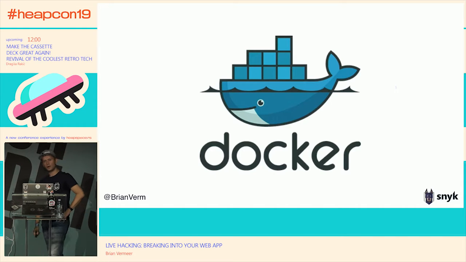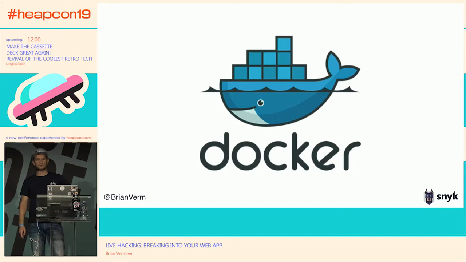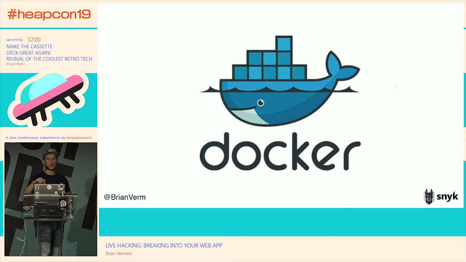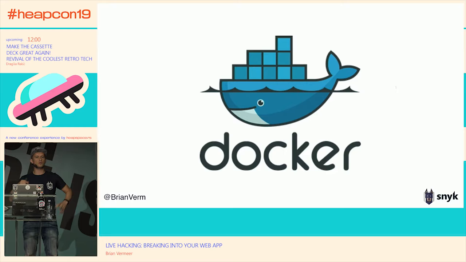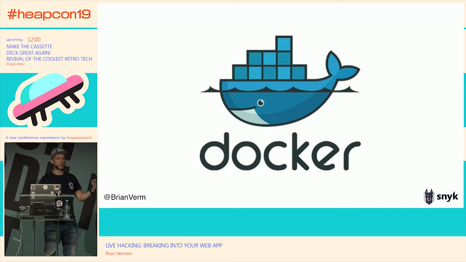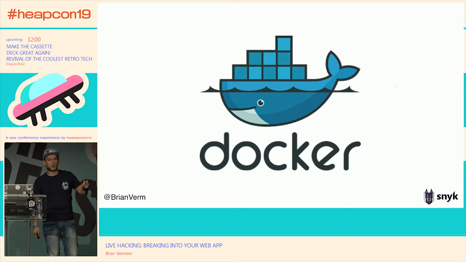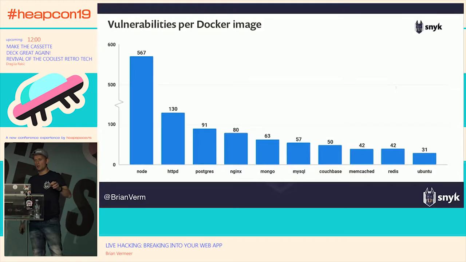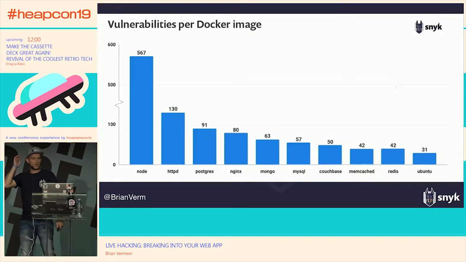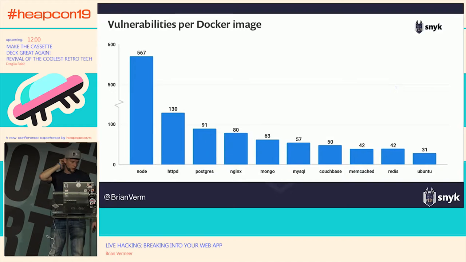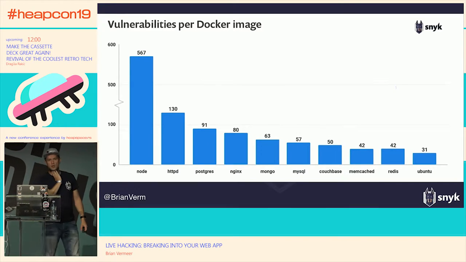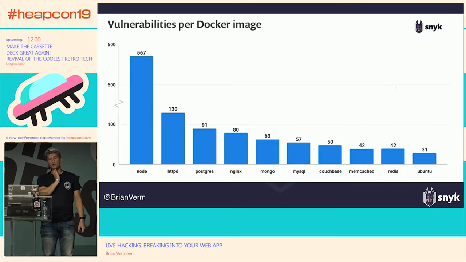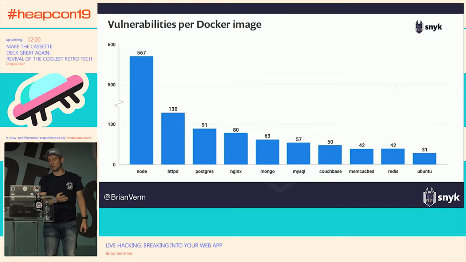And who uses Docker? Who builds their Docker image on top of, say, the Node image or the MongoDB image or a base image that's already there and available on Docker Hub? Yeah, some of you, right? We tested the 10 most downloaded packages, and the Node package by default had over 500 vulnerabilities. Most of them were operating system vulnerabilities. But still, we blindly trust in it.